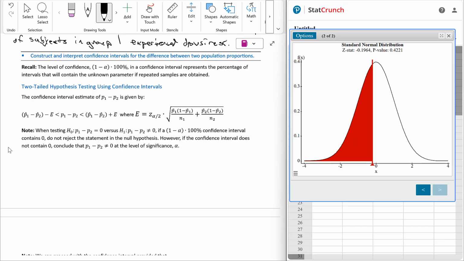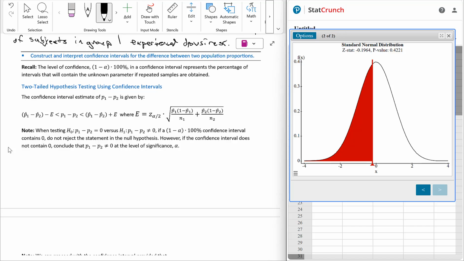For this one, we have p hat sub 1 times quantity 1 minus p hat sub 1 over n sub 1, plus p hat sub 2 times our quantity 1 minus p hat sub 2 over n sub 2. Note here, when testing our null hypothesis, p sub 1 minus p sub 2 equals 0, versus our alternative hypothesis, p sub 1 minus p sub 2 not equals 0, if a 1 minus alpha times 100% confidence interval contains 0, we do not reject the statement in the null hypothesis. However, if the confidence interval does not contain 0, conclude that p sub 1 minus p sub 2 is not 0 at the level of significance alpha.